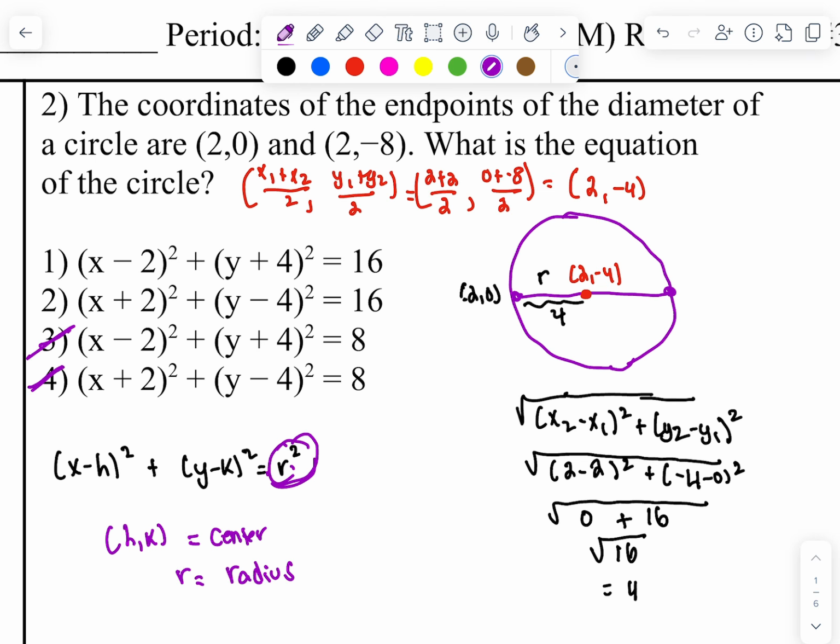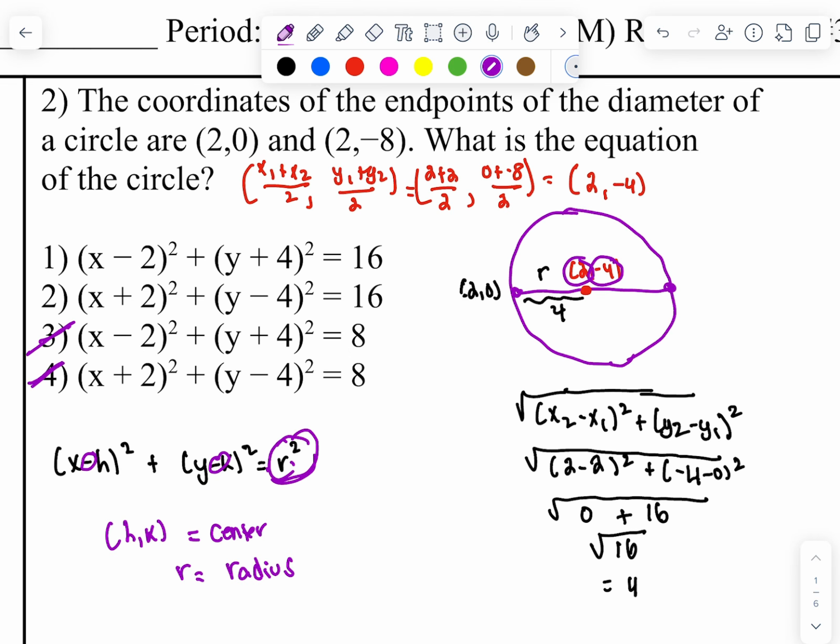Also, keep in mind that since there is a built-in minus in the equation, you're going to see the opposite sign for the x and y coordinate in the equation than it actually is. So if my x coordinate of the center is 2, which it is, I should see a minus 2 in the equation. And if my y coordinate is a minus 4, I should see a plus 4. And that's answer choice number 1.